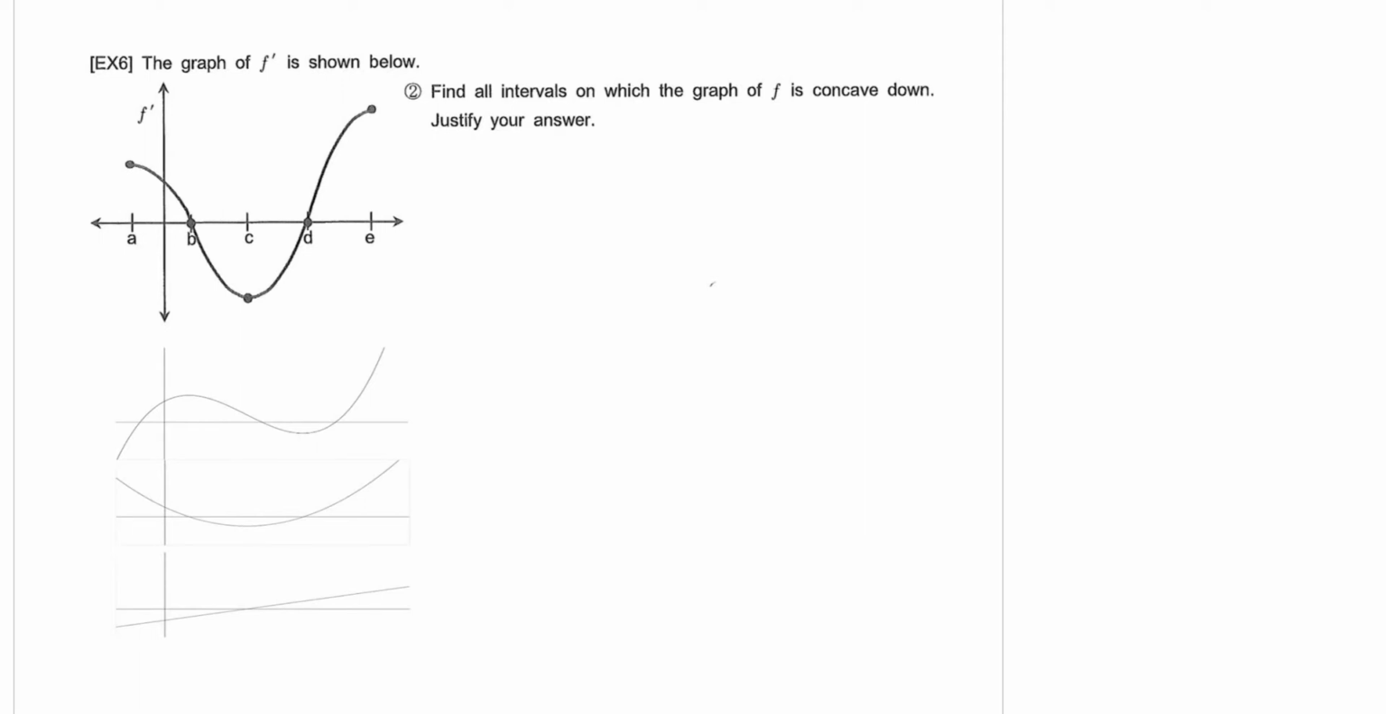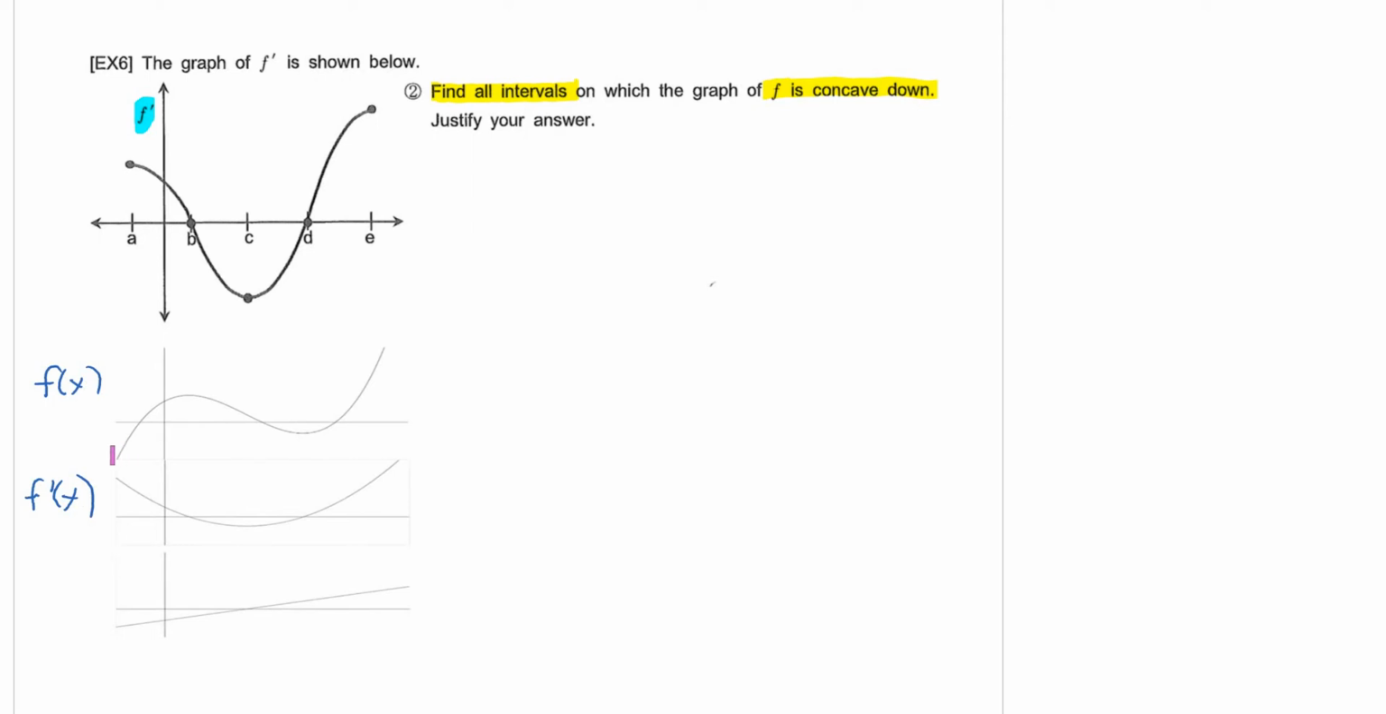All right, so for question number 2, I need to find all intervals where the graph of f, the original function, is concave down, and I need to justify my answer. Remember, we're given the derivative, right? So let's take a look at our cheat sheet. Here is the original function, and here is my derivative. I need to find out where the original graph is concave down.